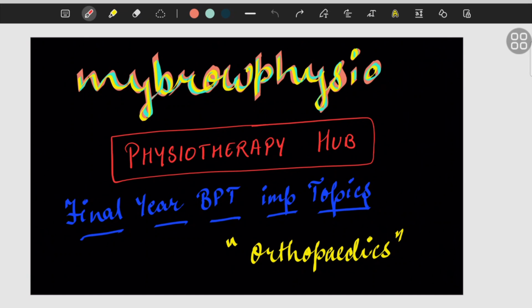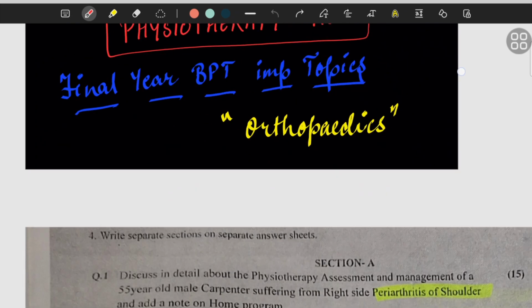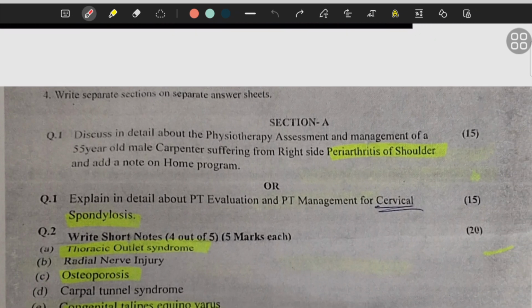So today in this video we're going to see the final year BPT important topics of the orthopedic subjects. Whatever the highlighted topics are, they are very important and very frequently asked in the university examination. So let's see, starting with the 15 marks questions. The first question is periarthritis of the shoulder.